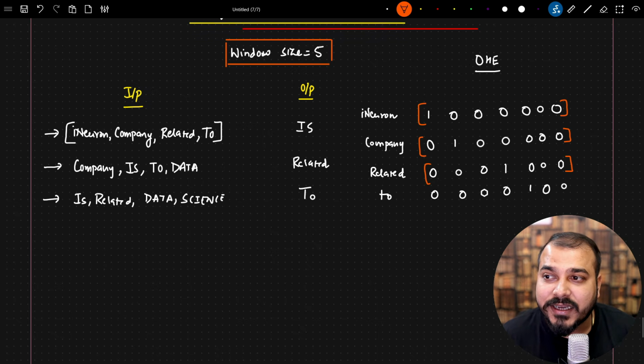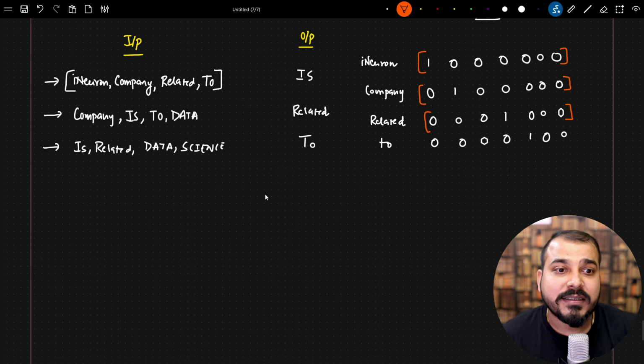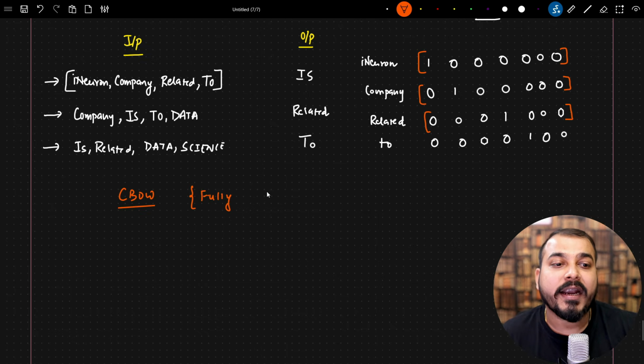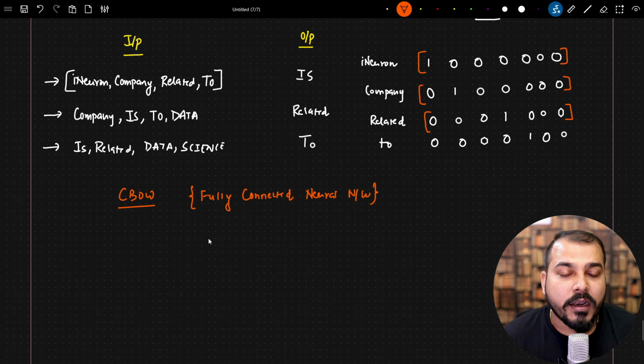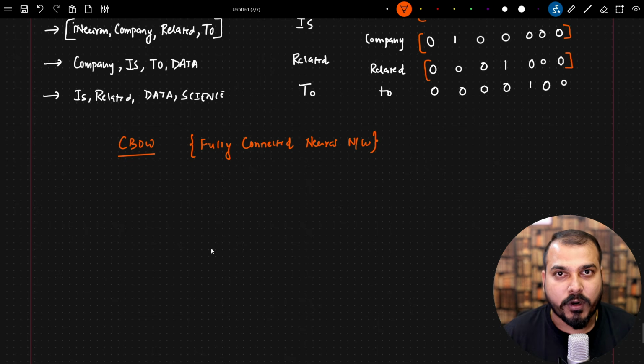Now let's go to the next step, which is super important. Okay, super important. What does CBOW basically mean? Continuous bag of words. Okay. This is nothing but a fully connected neural network. Now you will be able to understand how these models are created. Fully connected neural network. Okay. Now in this fully connected neural network, you will be able to see one very important thing.